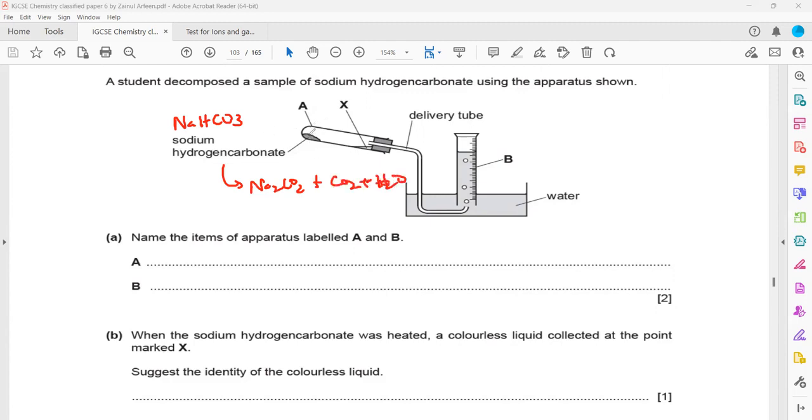In this example, the red dots represent sodium hydrogen carbonate turning into sodium carbonate, and the other two products are there. One is water vapor, the other is carbon dioxide. Water vapor loses energy, so it condenses and we might collect it here. But carbon dioxide is a gas at room temperature, so we collect the carbon dioxide gas in the measuring cylinder.